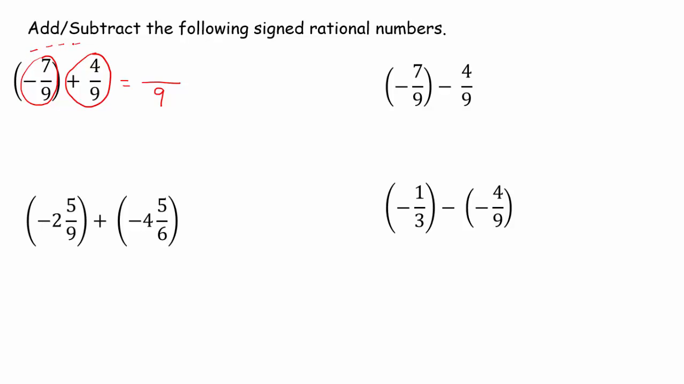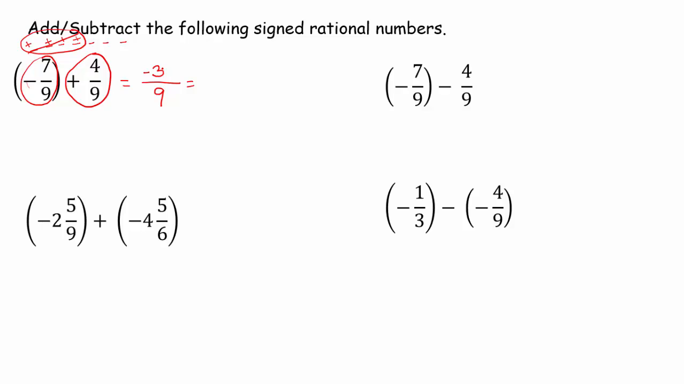1, 2, 3, 4, 5, 6, 7 negatives. Only 1, 2, 3, 4 positives. Signs are different. You'll find the difference. The difference between 7 and 4 is 3. What do you have more of? Oh, we have more negatives. So our answer will be negative.